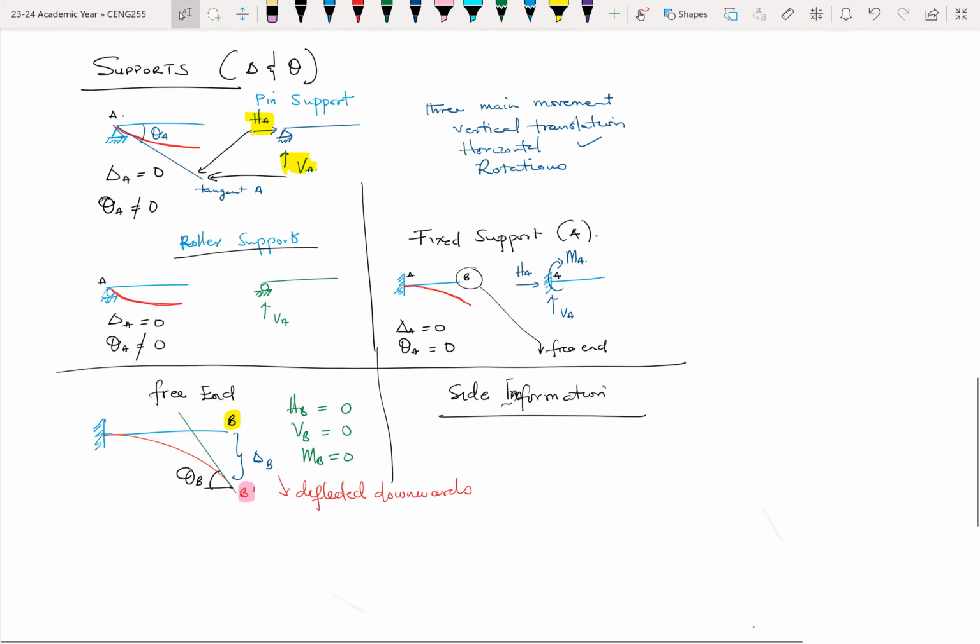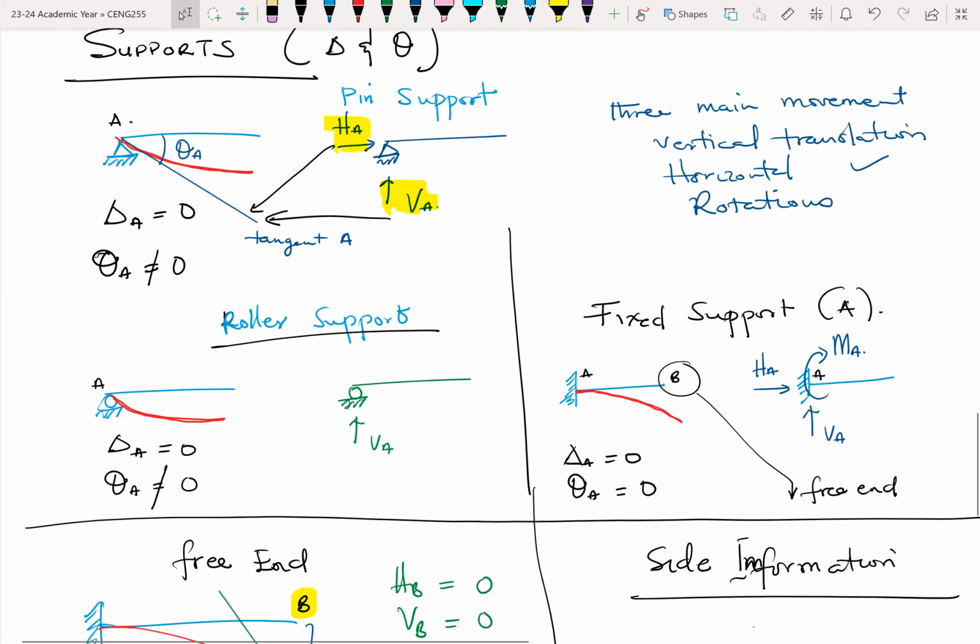Before the side information, let me go over the supports. I'll use the pin support to explain. Some of you are asking that I go over it, so let me go over it one more time. Supports have reactions. That much we know. For a pin support or a hinge support, it has two reactions. Reaction simply means preventing movement.